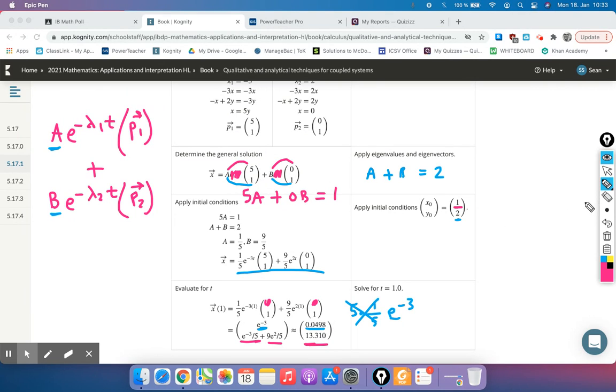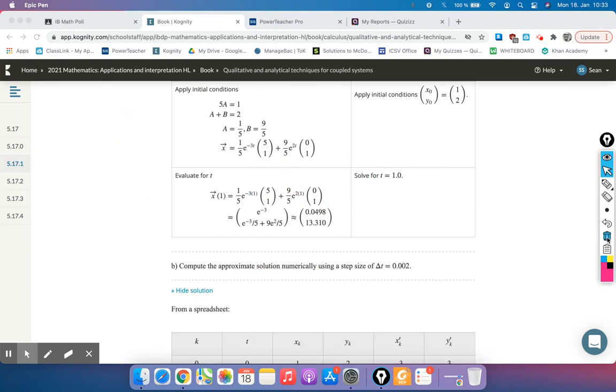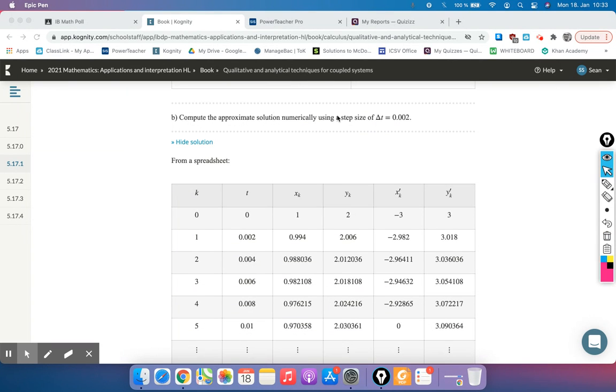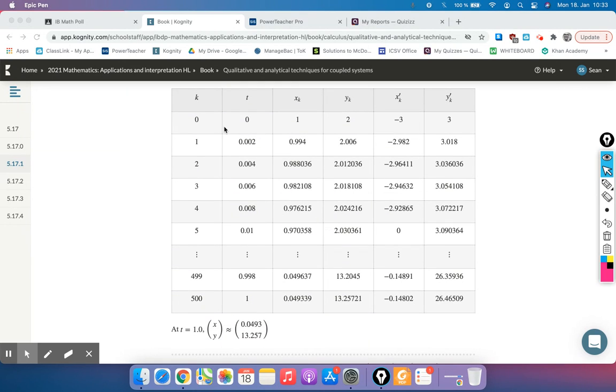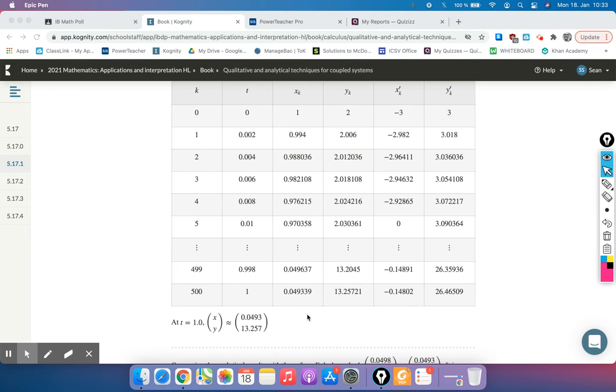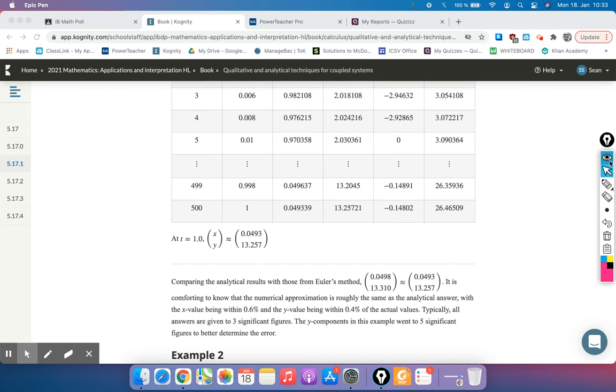So I know it's a lot of work, it's very tedious, maybe not that gratifying at the end. For the rest of this example, for part B, you shouldn't have to do this. They're using Euler's method and going through 500 iterations. There's no way you're going to do that. But they're comparing the Euler's approximation here to what we got using the formula.